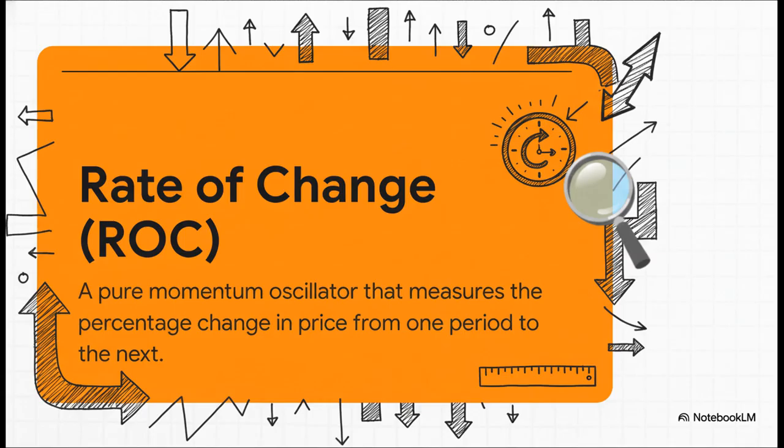So, to get a little more formal, the rate of change is what we call a pure momentum oscillator. Its entire job is to measure the percentage change in price from one point in time to another. It's so fundamental to the concept of momentum that some platforms just call the indicator momentum.